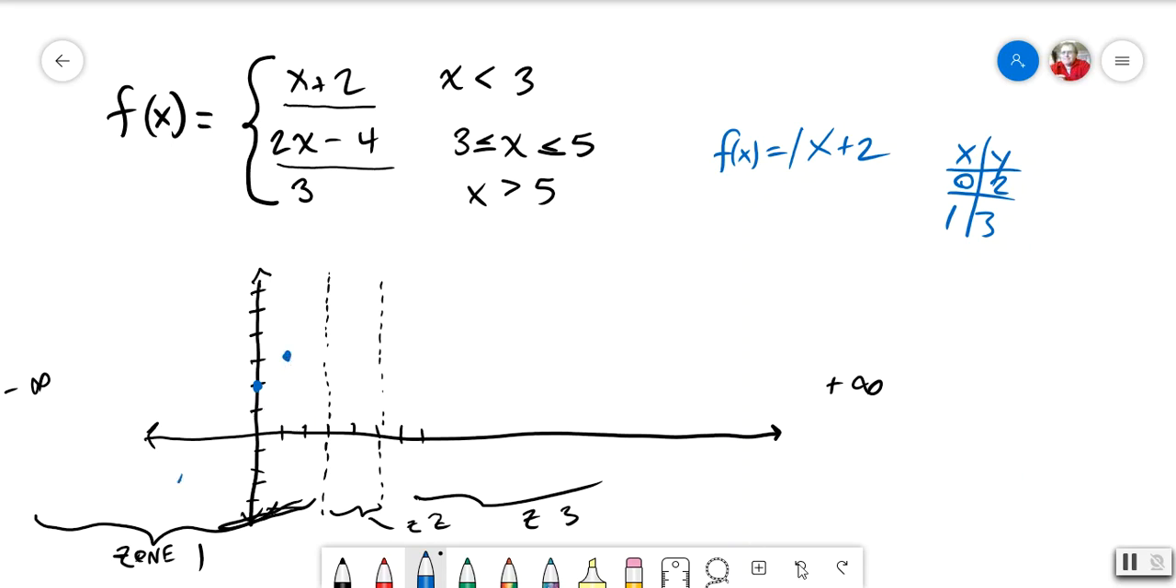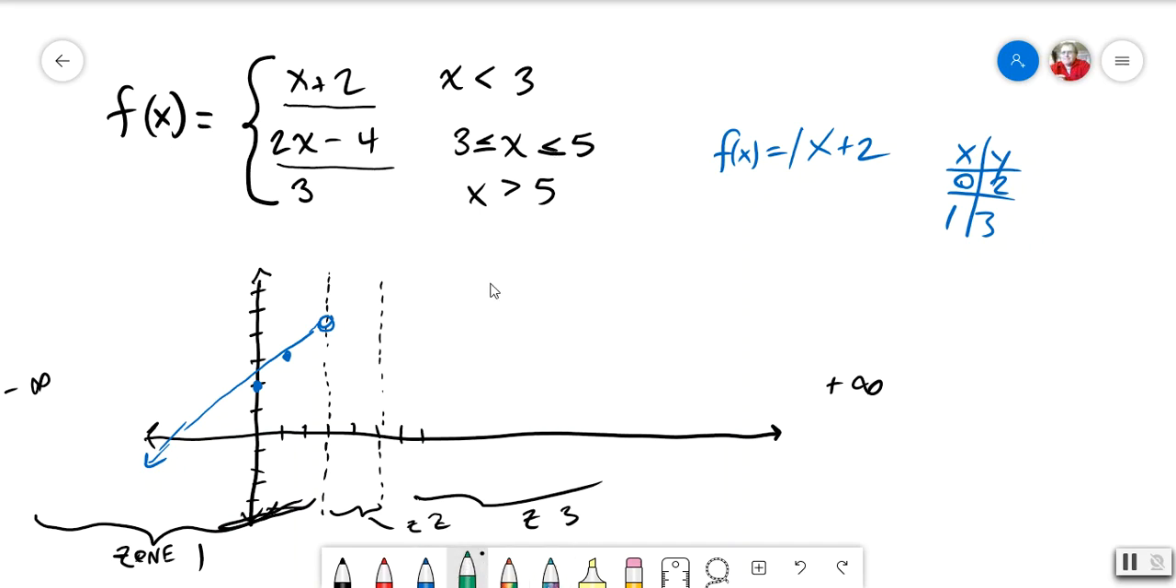I'm going to connect the dots, literally. Best drawing in the world, but it'll be okay. I'm going to get up to here, but you see it says x is strictly less than 3. So that means when I get to 3, I have an open circle. It's just like when we did intervals with inequalities. Because at 3, I'm no longer following this rule. I'm following that rule. Because this says less than or equal, less than or equal.